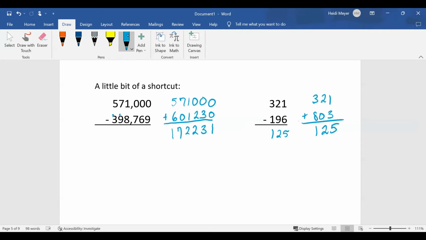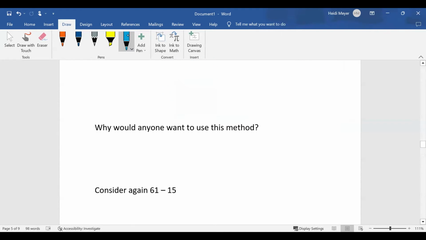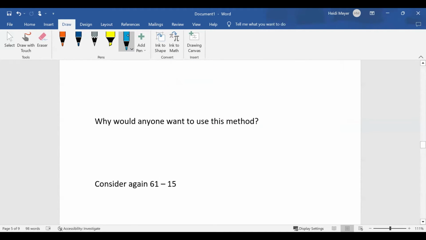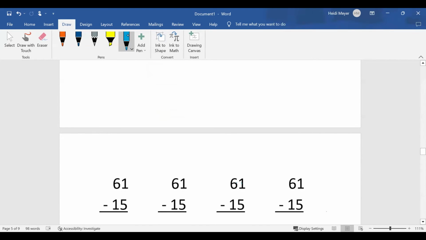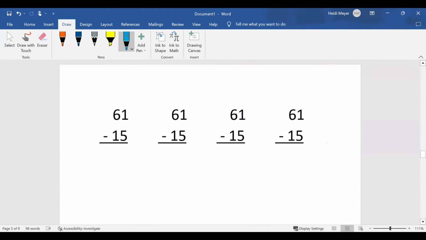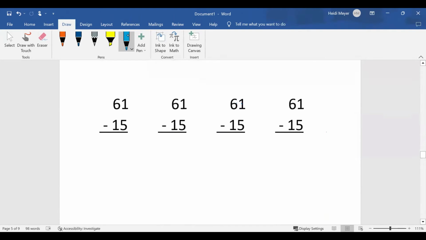Okay. So why would anybody want to do this? Before I get, really, I have basically three things I want to share with this regard. So we're going to go back to a problem we already did, which is 61 minus 15. And we will look first at the method that is typically taught, has been taught for about 80 years in the United States. And that has to do with regrouping by borrowing.